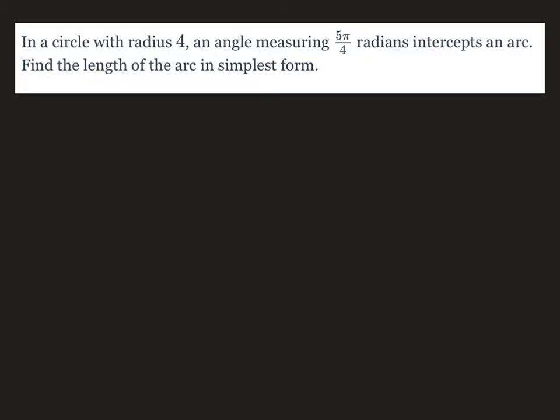So here's our first example. They're giving us our radius, they're giving us our angle measure in radians, and they're asking us to find the arc length. So what I suggest, even though this looks like a word problem, let's take our values out. So we can say R equals 4. We can also say that theta equals 5 pi over 4. We can always rewrite our equation here, so S equals R theta.